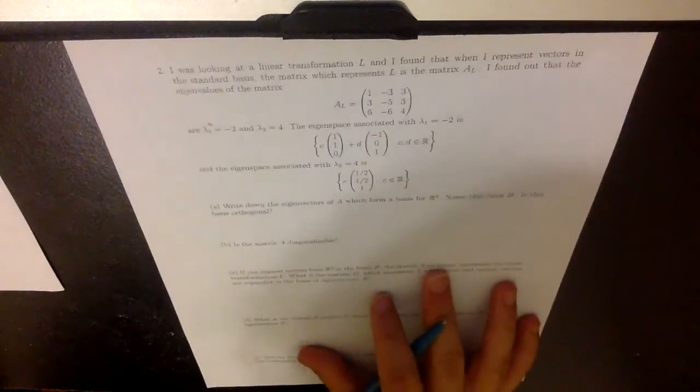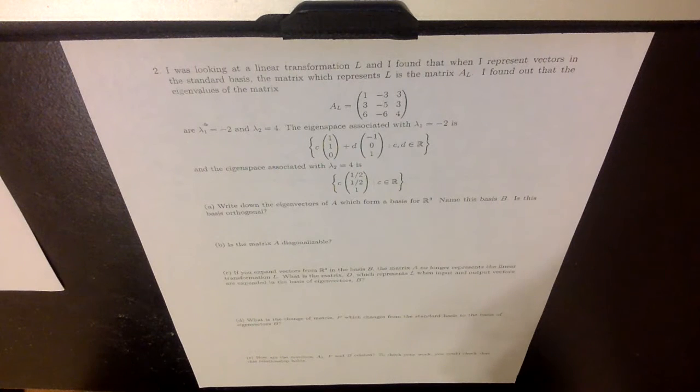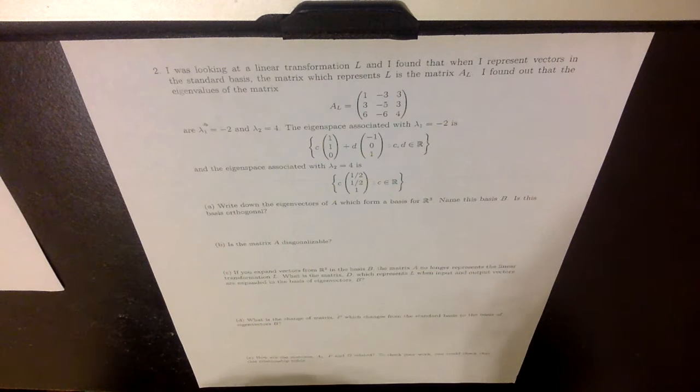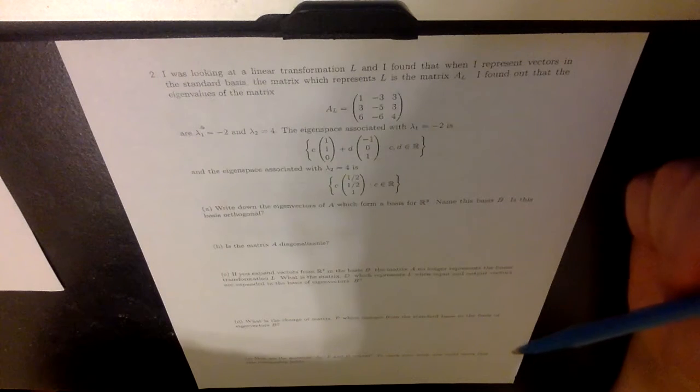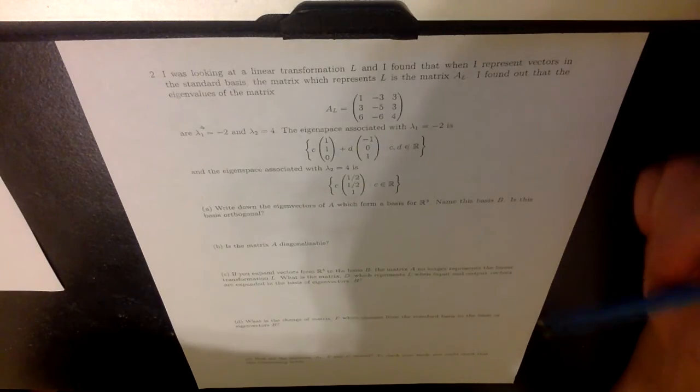Okay, so the second problem says, I was looking at a linear transformation L, and I found that when I represent vectors in the standard basis, the matrix which represents L is the matrix A sub L. I found out that the eigenvalues of the matrix A sub L are lambda sub 1 equals negative 2 and lambda sub 2 equals negative 4. The eigenspace associated with lambda sub 1 equals negative 2 is this set, and the eigenspace associated with lambda sub 2 equals 4 is this other set. Write down the eigenvectors of A which form a basis for R3. Name this basis B. Is this basis orthogonal?